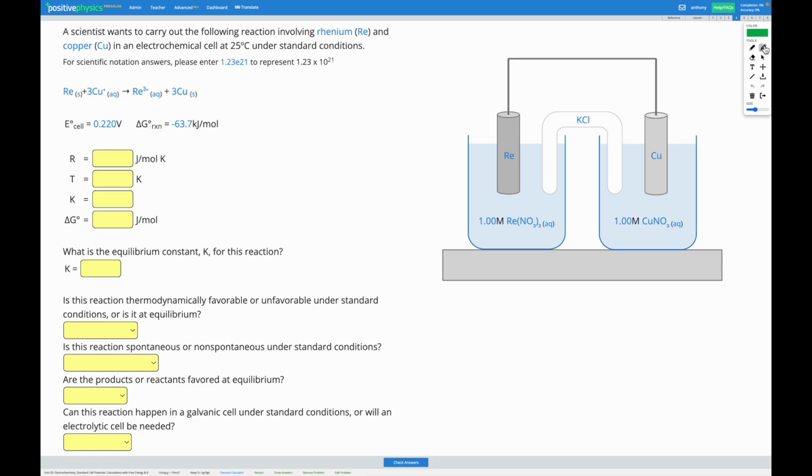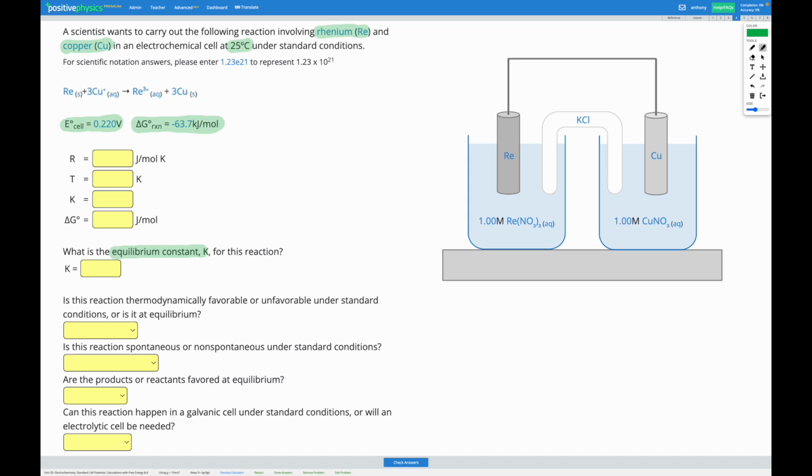In this skill, we're going to be using the relationship between change in Gibbs free energy and standard cell potential. In this question, a scientist wants to carry out a reaction involving rhenium and copper in an electrochemical cell at 25 degrees C under standard conditions. Here's our chemical equation. We're also given the standard cell potential and the change in Gibbs free energy in kilojoules per mole. Our goal is to figure out the equilibrium constant K for this reaction.